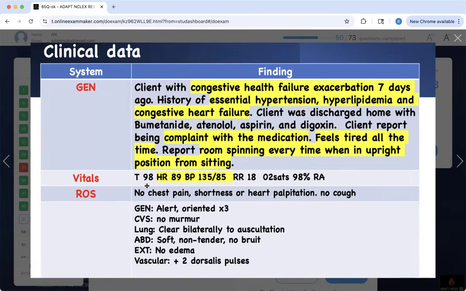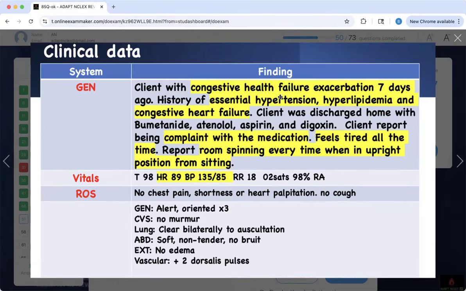Case study. Case study, you cannot run away from it. You're going to get it. And when you get it, be comfortable. Don't be disappointed because most of the information is given to you. If you can make a diagnosis and come up with a plan, you'll be fine.